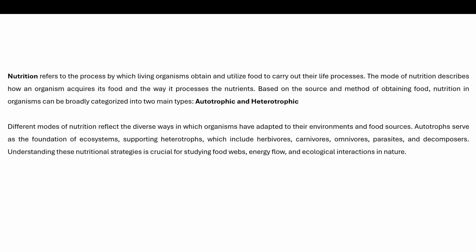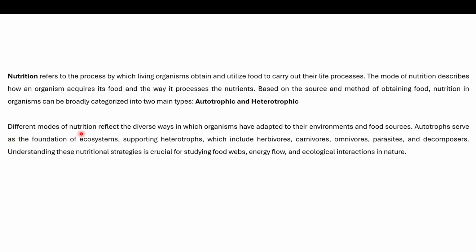Okay, so to begin with, when we talk about nutrition, what is nutrition? Nutrition is basically the process by which living organisms eat and utilize food to carry out their life processes. The mode of nutrition describes how an organism acquires its food and the way it processes the nutrients. Based on the source and the method of obtaining food, nutrition can be very broadly categorized into autotrophic mode of nutrition and heterotrophic mode of nutrition.